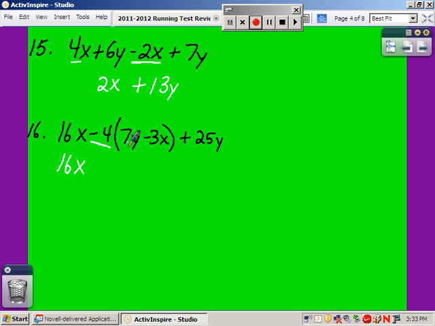Now I'm going to do negative 4 times 7y. That's negative 28y. Negative 4 times negative 3x. That's positive 12x. And then I got this plus 25y on the end.